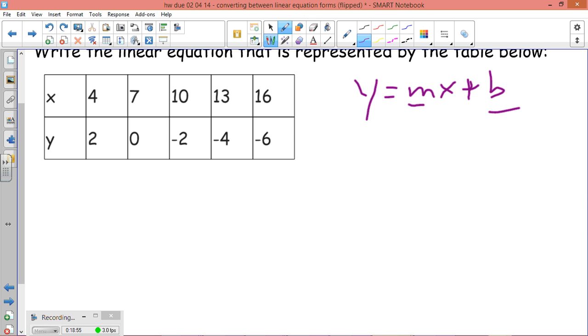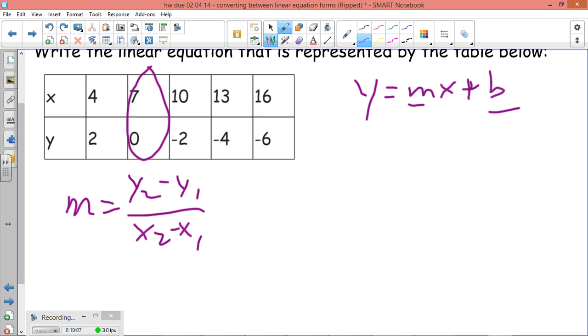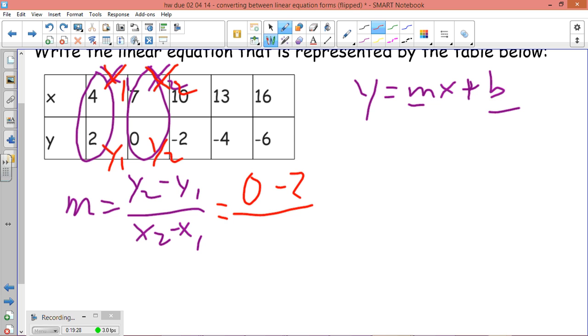Well, first, m is equal to just y2 minus y1 over x2 minus x1. And so I'm just going to pick any 2 points. I see a point with a 0 in it. I'm definitely taking that one. I see a point that has no negative numbers. I'm taking that one. So here's going to be x2, x1. Let me write these in a different color so they show up. x2, x1. Here's y2 and y1. I'm just going to plug them in. I get 0 minus 2 over 7 minus 4, which is equal to negative 2 over 3. That's my slope. Now all I need is a y-intercept.